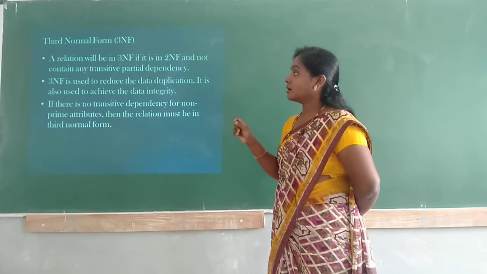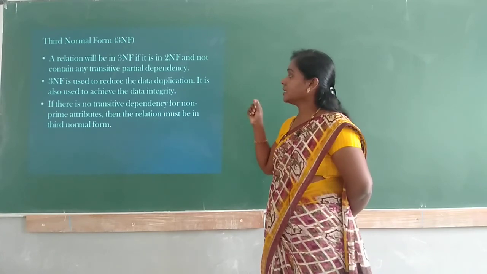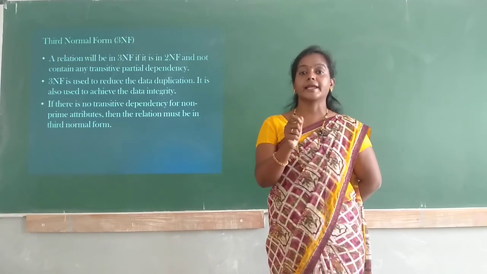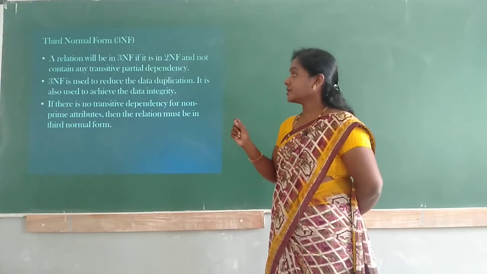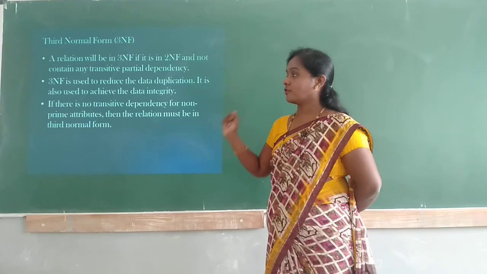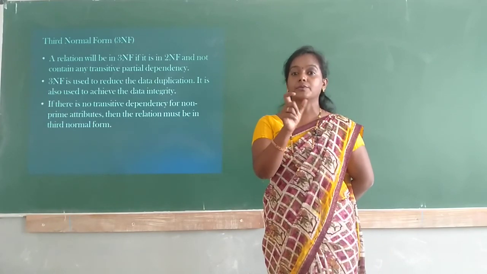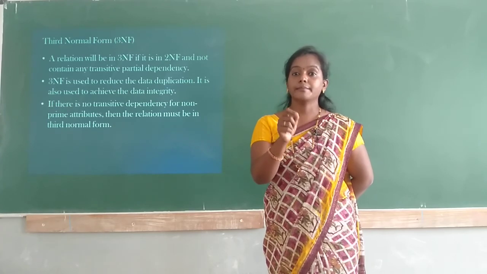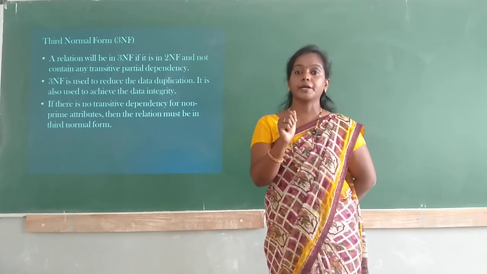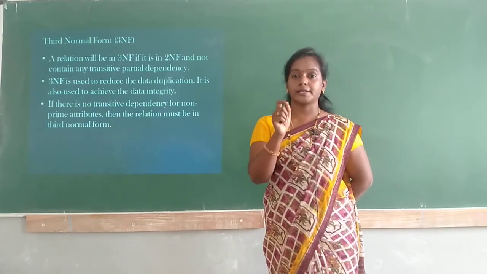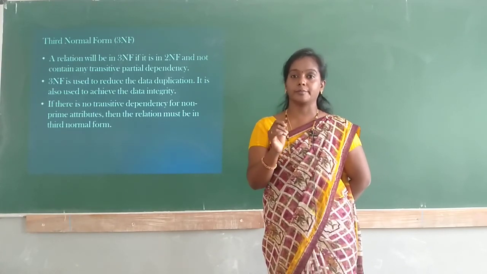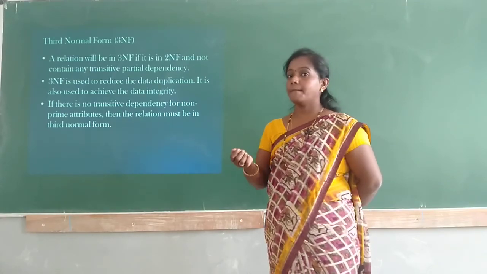3NF is used to reduce data duplication. It is also used to achieve data integrity. Data integrity means the correctness of the data. So what is transitive dependency? A non-prime attribute deriving a non-prime attribute. There is no involvement of the prime attribute here. So that we call a transitive dependency. That should not be allowed in the third normal form. So here we have the example.